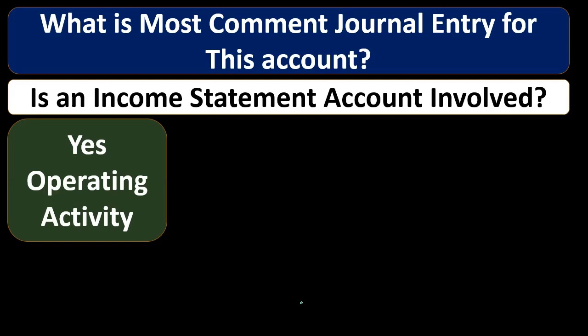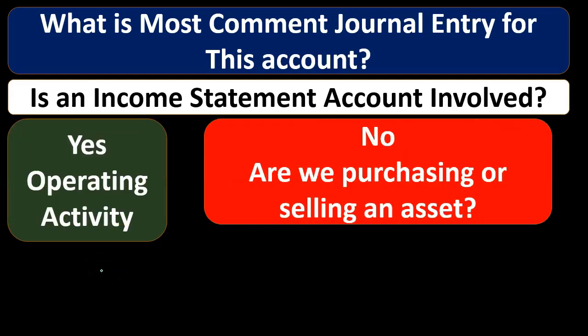So if this change has something to do with the income statement, then it's going to be something in the operating activities, typically. If the journal entry has nothing to do with the income statement, with no revenue or expense accounts involved in the normal journal entries related to these accounts, then we're going to ask the question: are we purchasing or selling an asset?